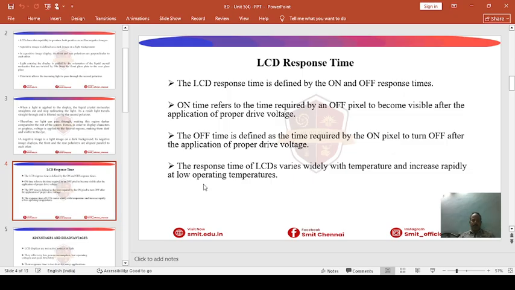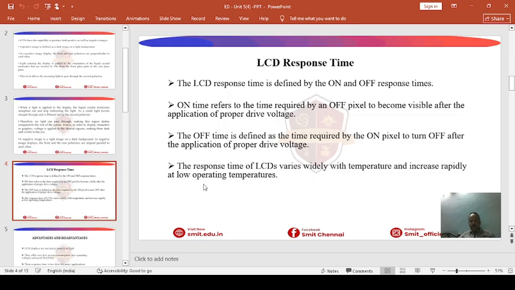So we can compare the positive image and negative image. Positive image has dark characters, negative image has bright characters. Positive image has a light background, negative image has a dark background. Positive image has crossed polarizers, whereas negative image has parallel polarizers. Positive image is generally used in calculators. The negative image is commonly used in automotive displays.